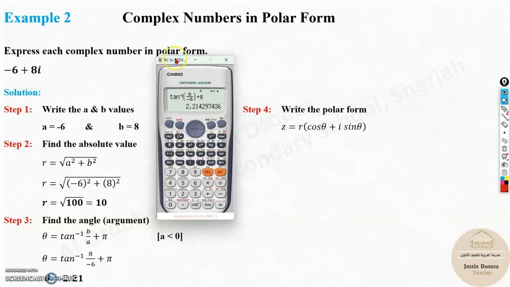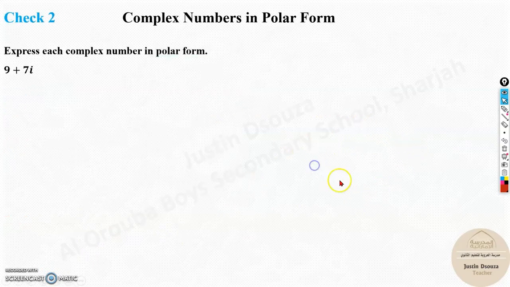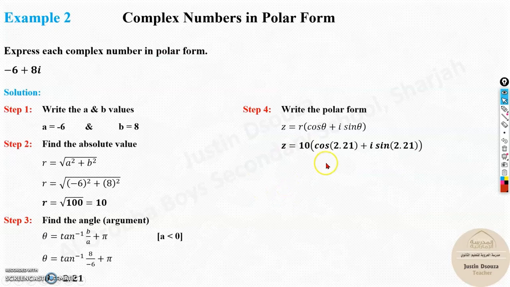So in the polar form, that is R of cos theta plus i sine theta, all you need to do is R value is 10, substitute over here. Cos theta is 2.21 and over here sine 2.21. That is the answer for the polar form for this complex number.